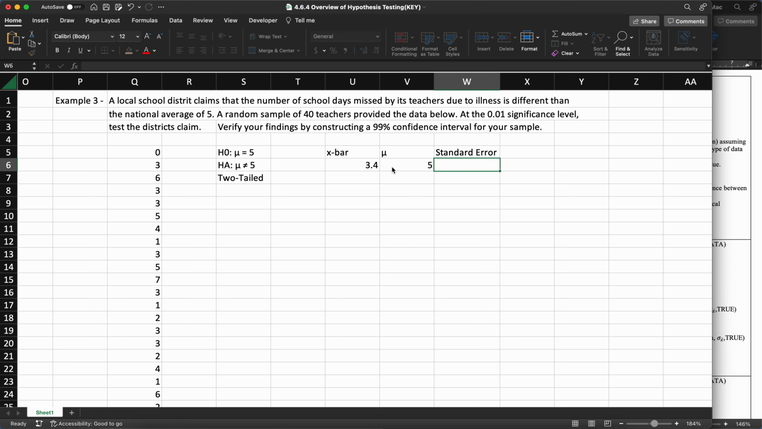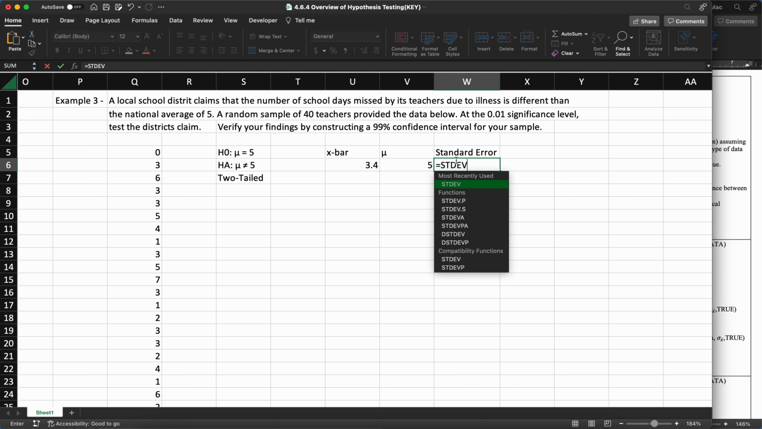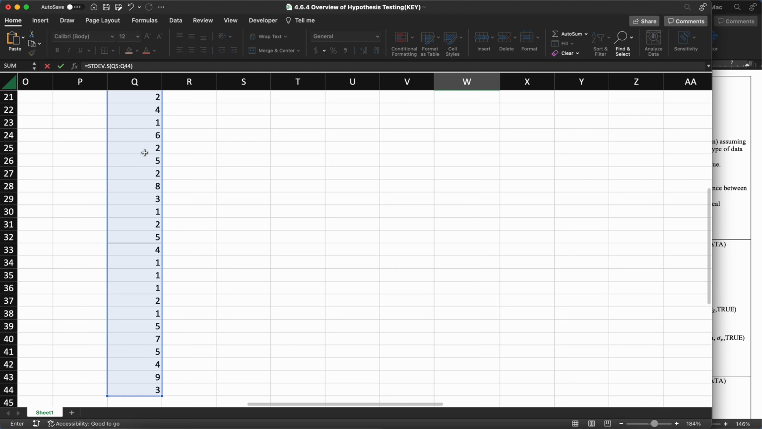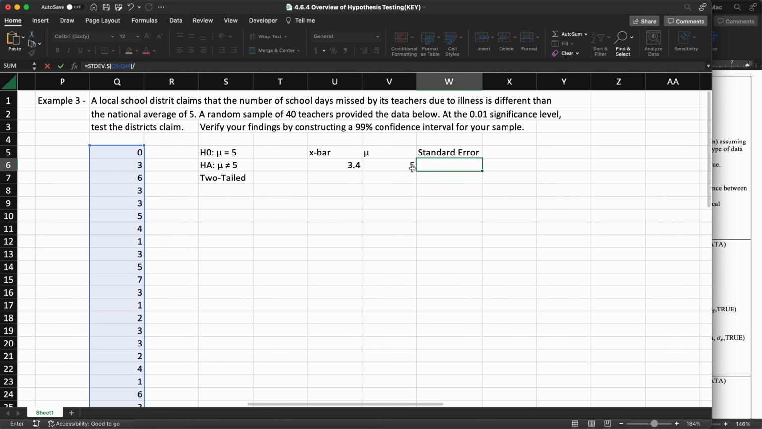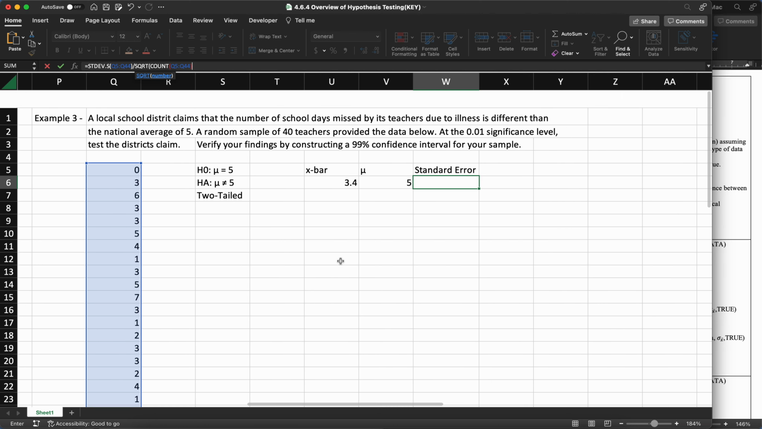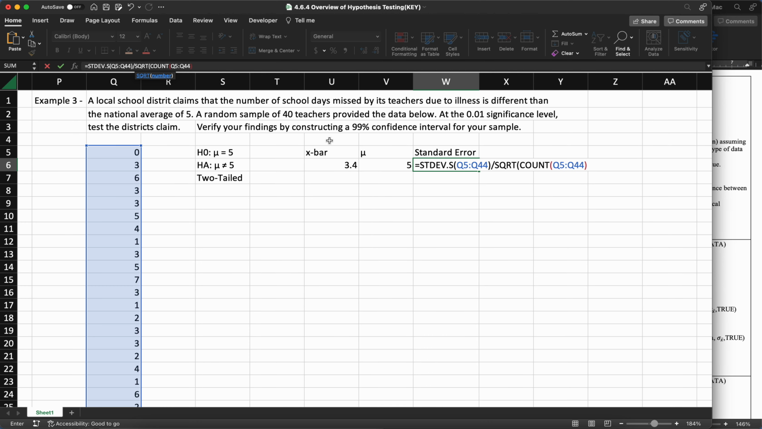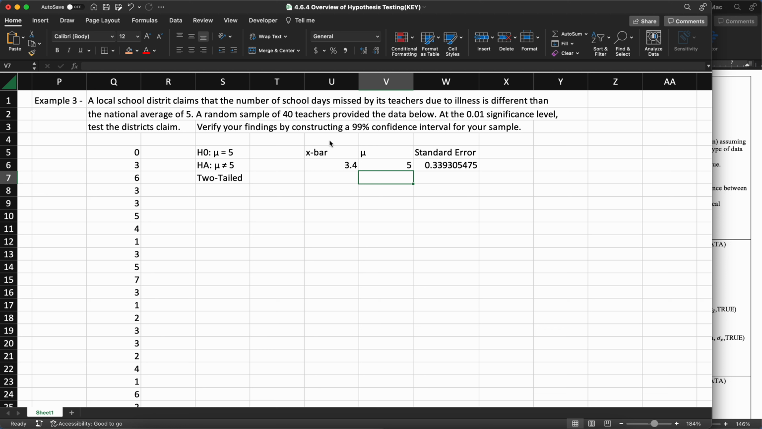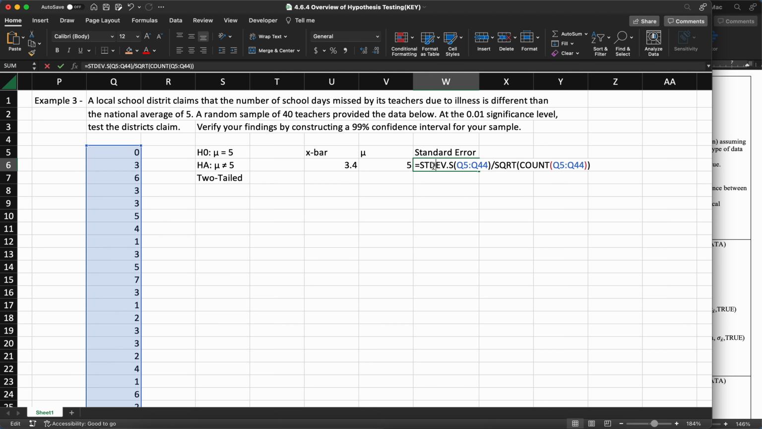Mu is 5, which we already established in our null hypothesis, and the standard error is going to be my standard deviation, STDEV.S for a sample of these data, divided by the square root of the number of data points, which I can use the count function to figure out how many data points there are. It says 40 here, but I don't always believe what they say. And so that gives me a standard error of 0.3393. Again, that was the standard deviation divided by the square root of the count.